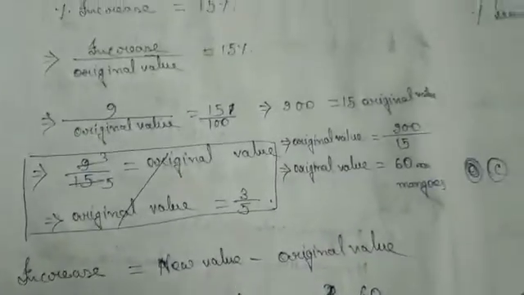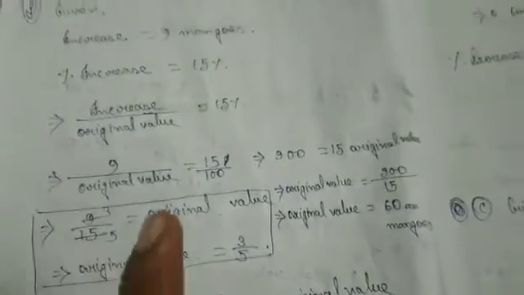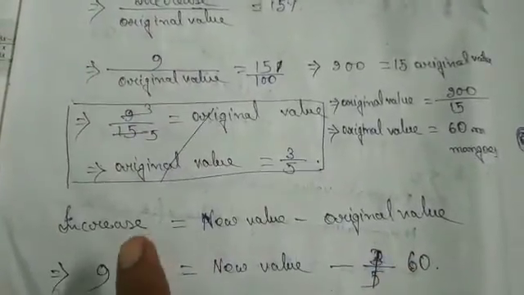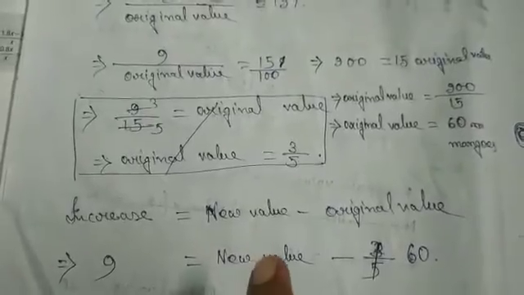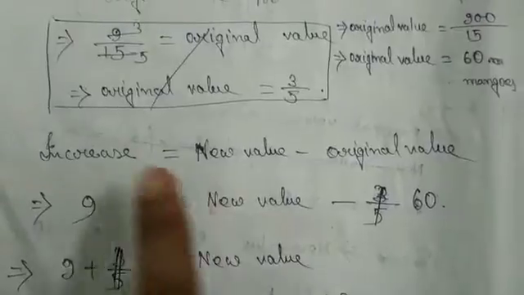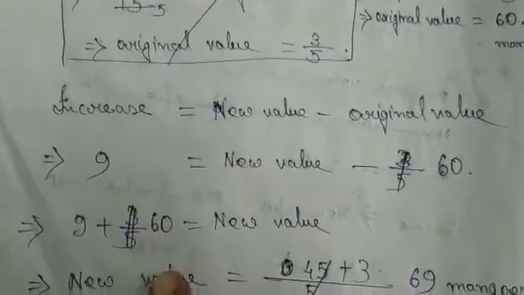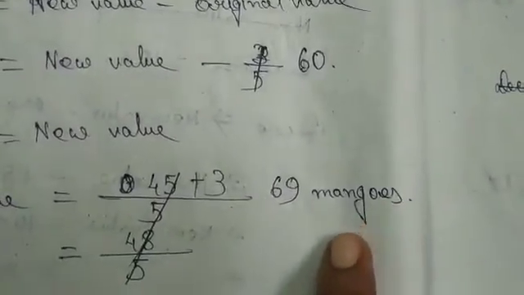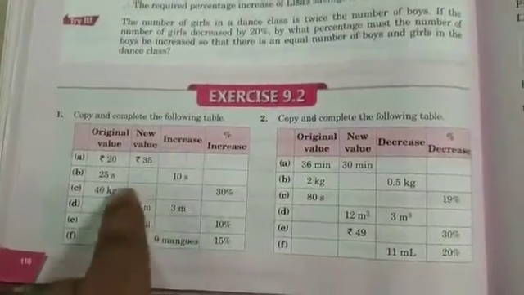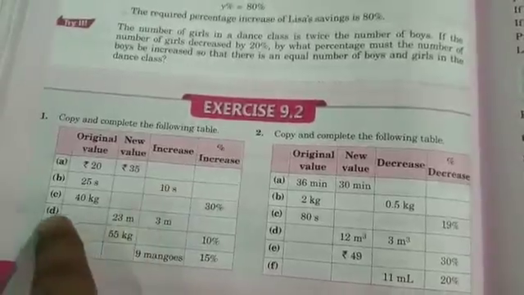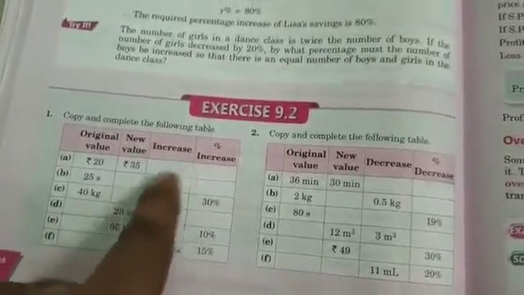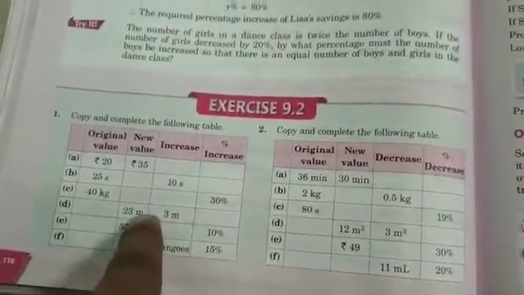Since we have got the original value and we also know the increase, the new value will be the original value plus the increase value, which is 9 plus 60, which gives us 69 mangoes. So you complete the rest of them, like 3 are missing. Use the 3 formulas and you will get all the results here.